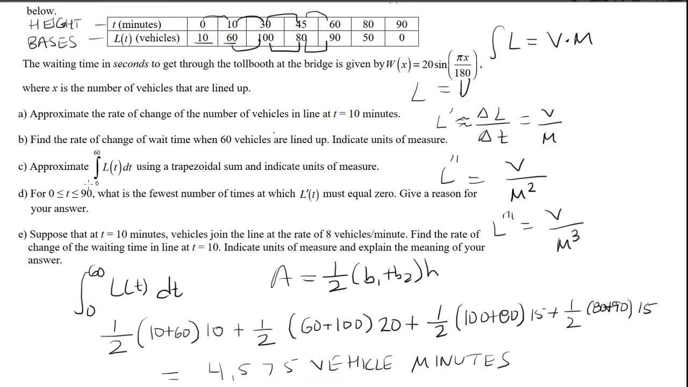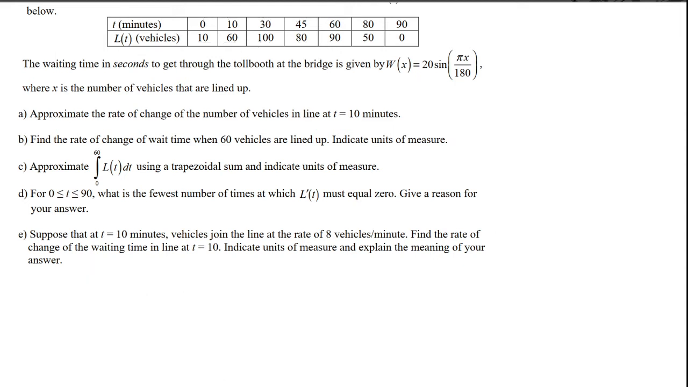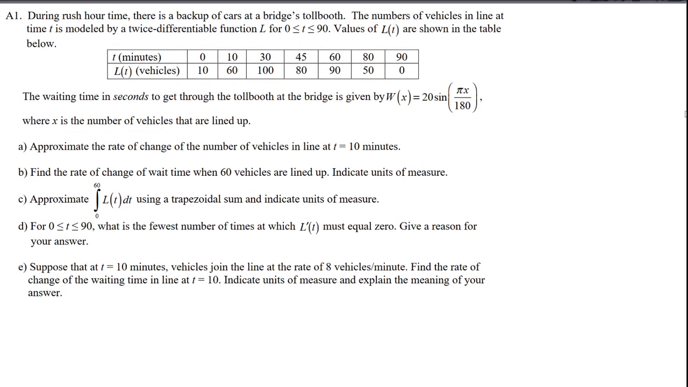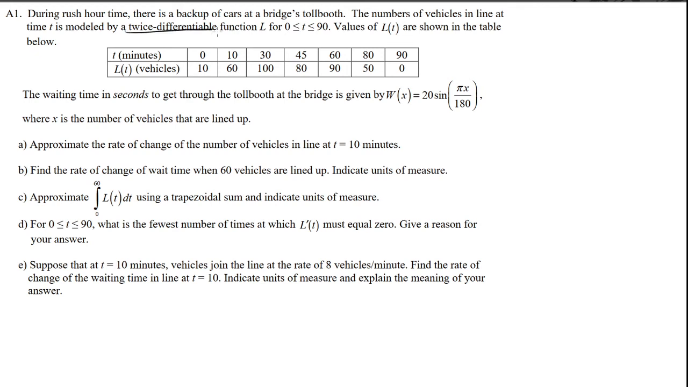All right, so that's part C. Now let's move on to part D. So we want to see the fewest number of times at which L prime of t must equal 0. Okay. So first, if we look at this, L is defined to be twice differentiable. So that means you could take the derivative twice and it'll be continuous.